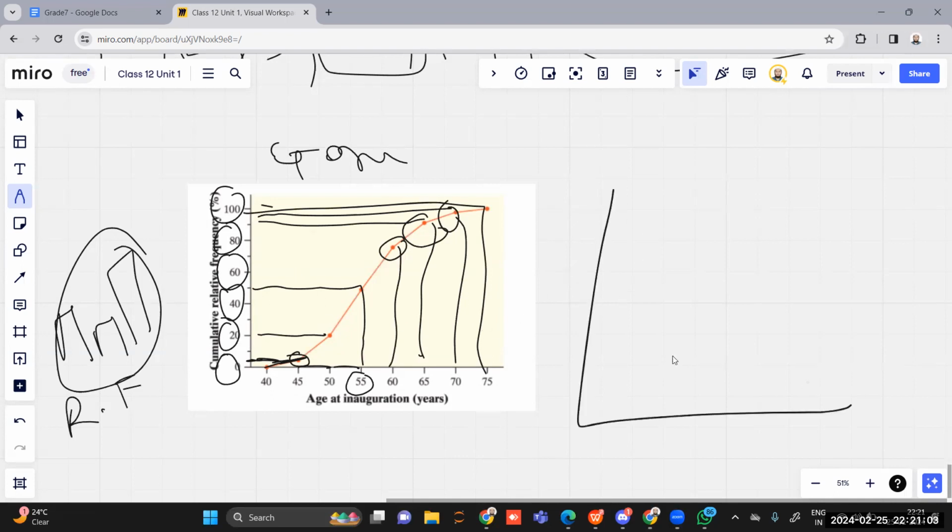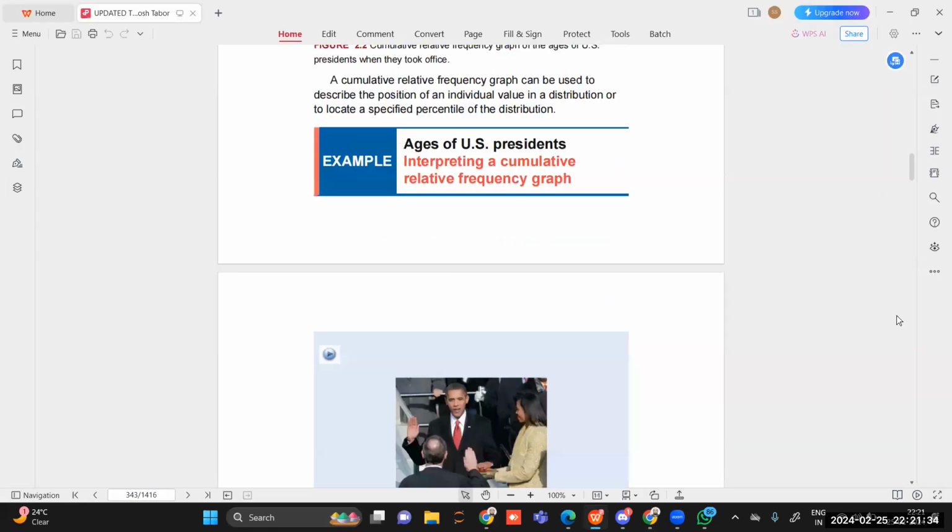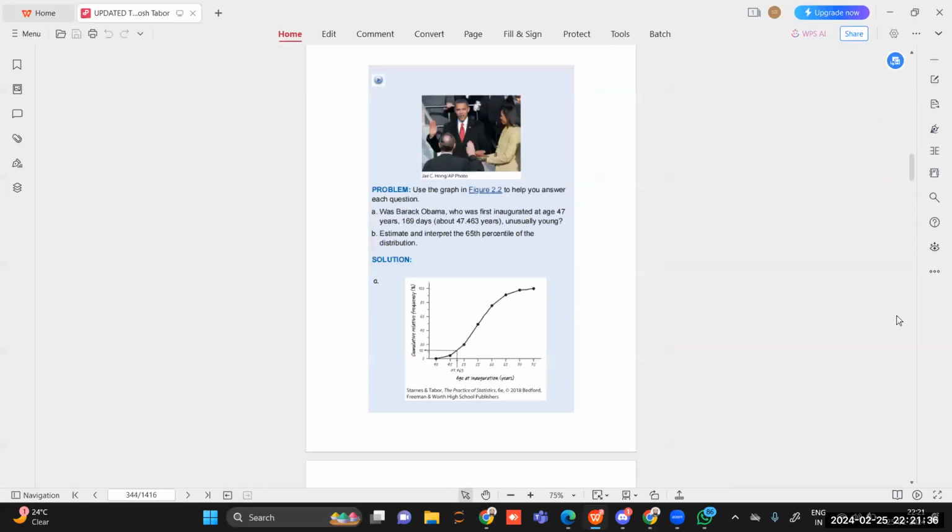Once we have plotted the points and reached 100, we need to join these points. How do we join? From our starting interval point, suppose it's 40, we join line by line. So this is the cumulative relative frequency graph. Did you get that, Zaid? Yeah, I got that.